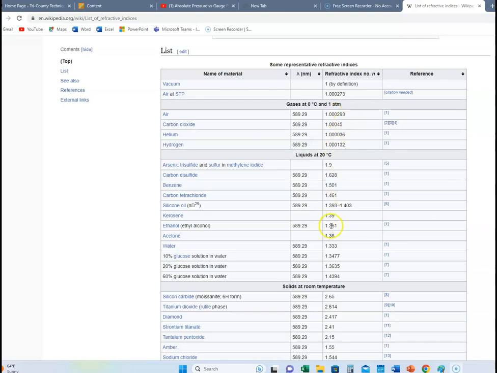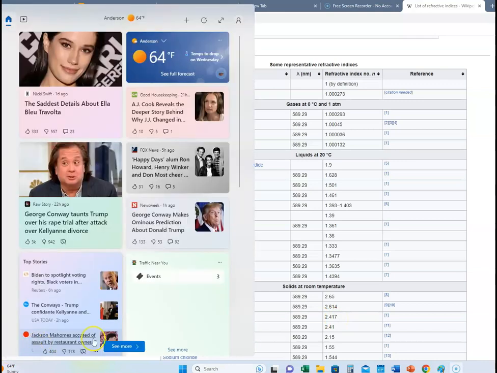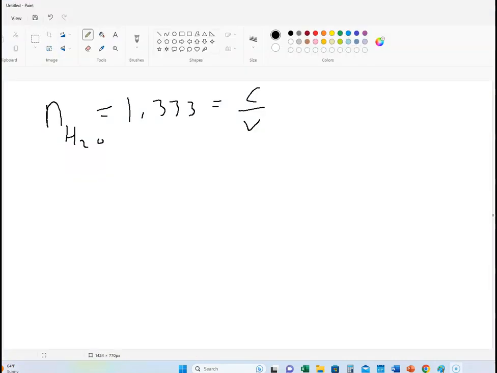For water, for example, it's 1.333. So let's do an example with water. There are some other indexes of refraction. There's the one for diamond, which is 2.417, so that's extremely high. All right, so let's use this example. The index of refraction for fresh water is 1.333, and that's of course the speed of light in a vacuum divided by the speed of light in water.